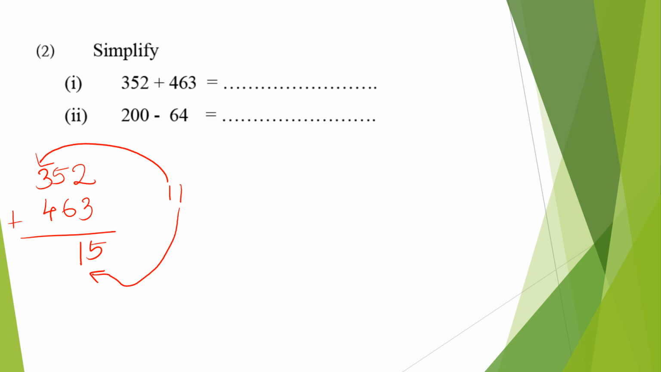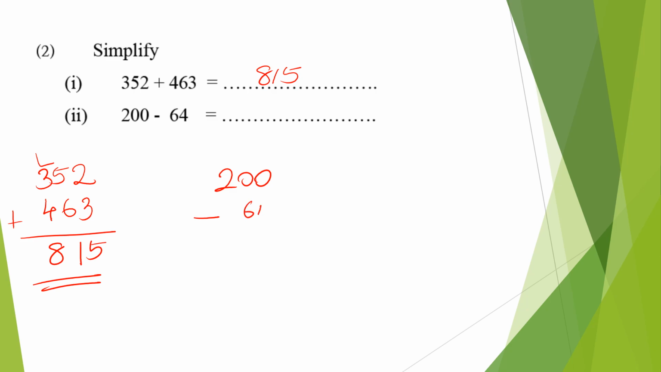So you don't have to make these lines or these notations like this. I'm doing this for you to make this understandable and also easy. So you take 5 plus 6 is 11, and you write 1 here, and 1 carries, and that 1 plus 3 is 4. 4 plus 4 is 8, and this is the answer. So 815 is the answer. And then let's go to the next one. So you can write the answer here, 815, and then you get 200 minus 64.